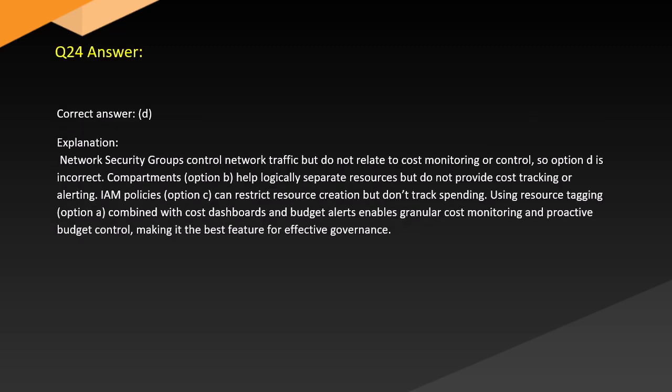Answer. Correct answer, A. Explanation. Network security groups control network traffic but do not relate to cost monitoring or control, so option D is incorrect. Compartments, option B, help logically separate resources but do not provide cost tracking or alerting. IAM policies, option C, can restrict resource creation but don't track spending. Using resource tagging, option A, combined with cost dashboards and budget alerts enables granular cost monitoring and proactive budget control, making it the best feature for effective governance.